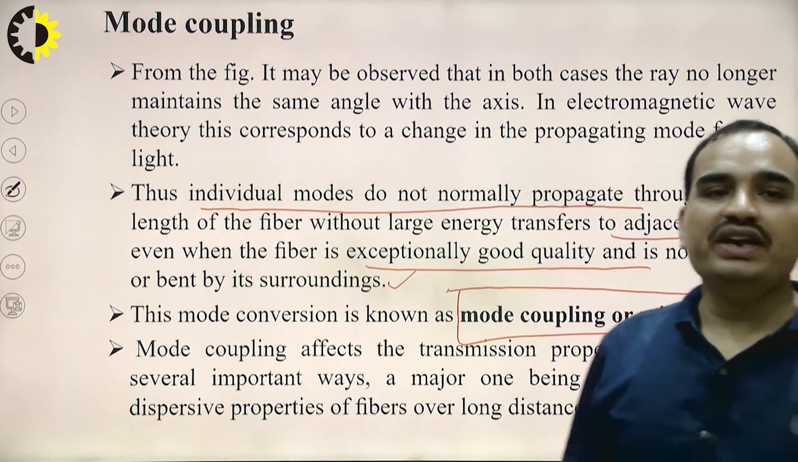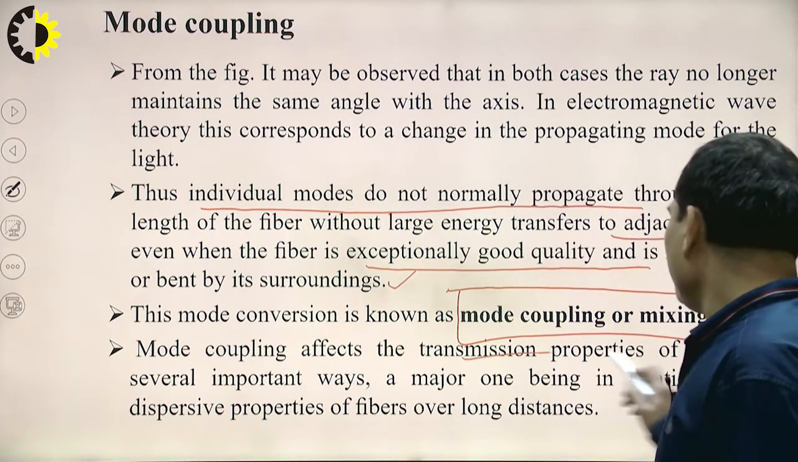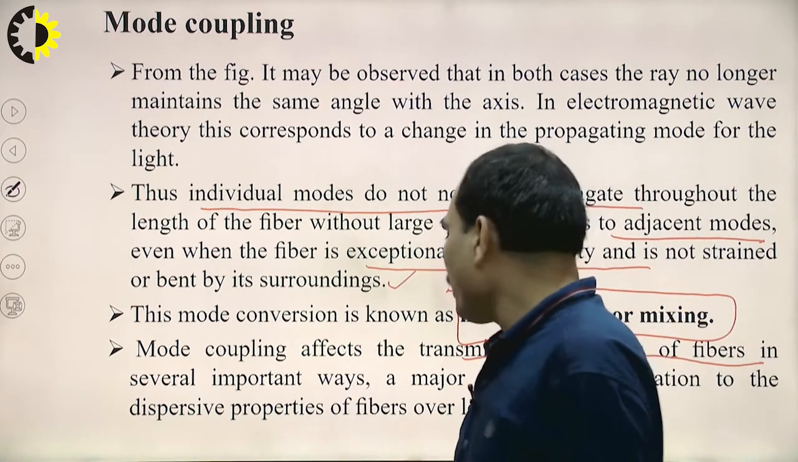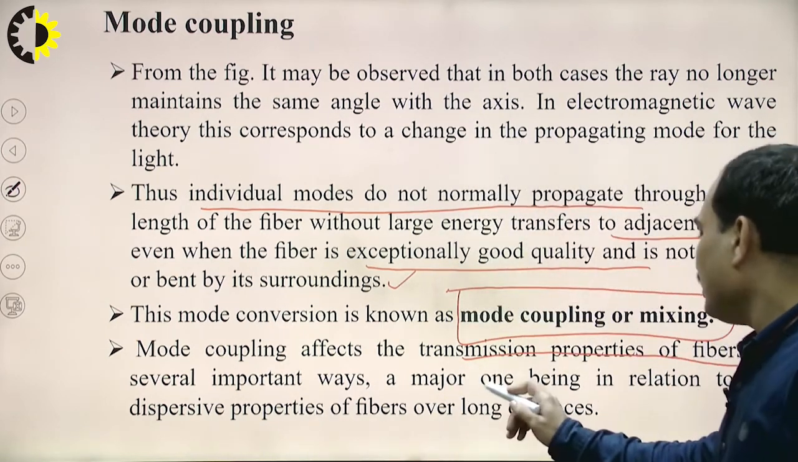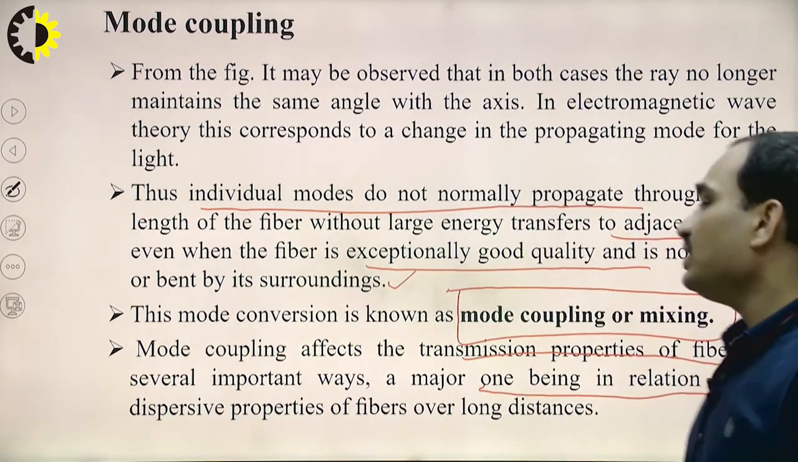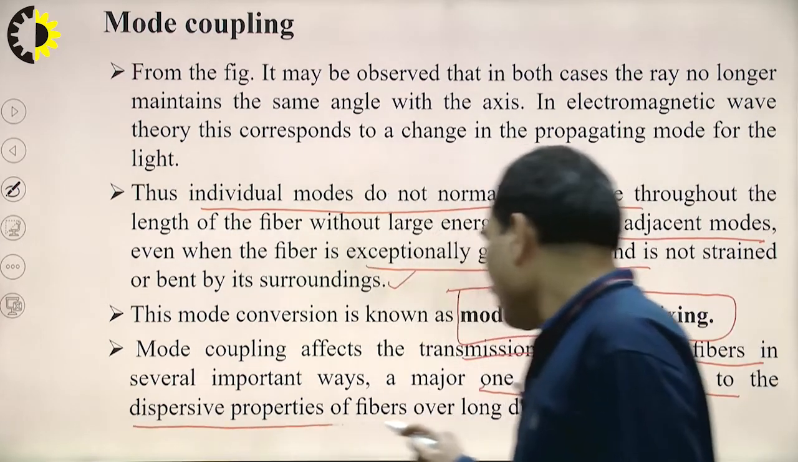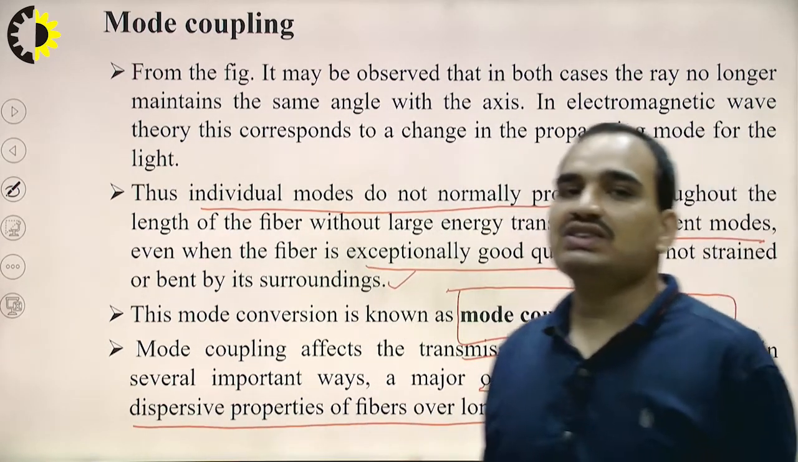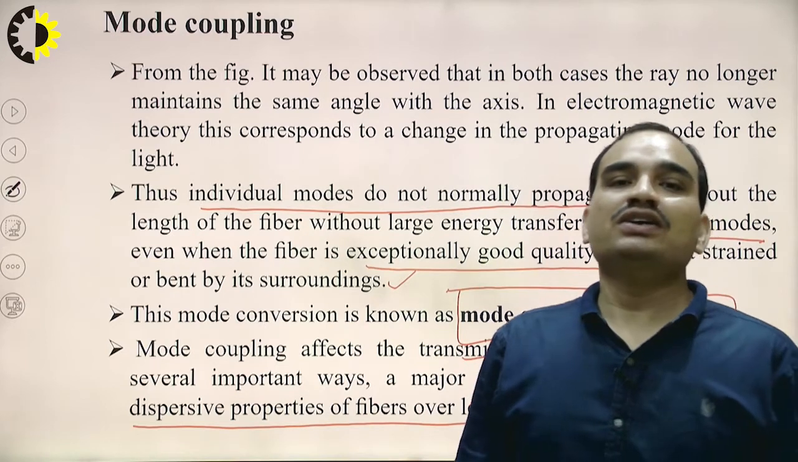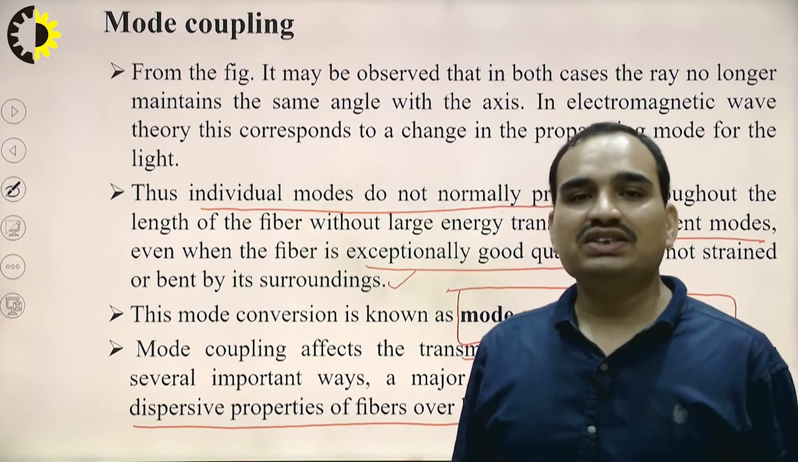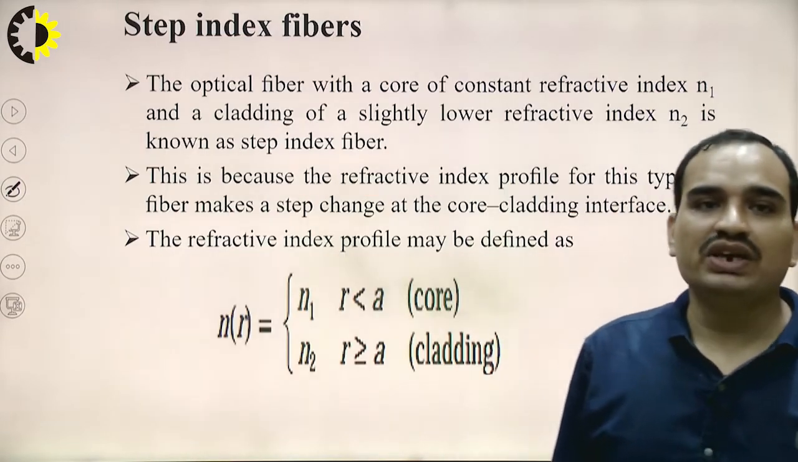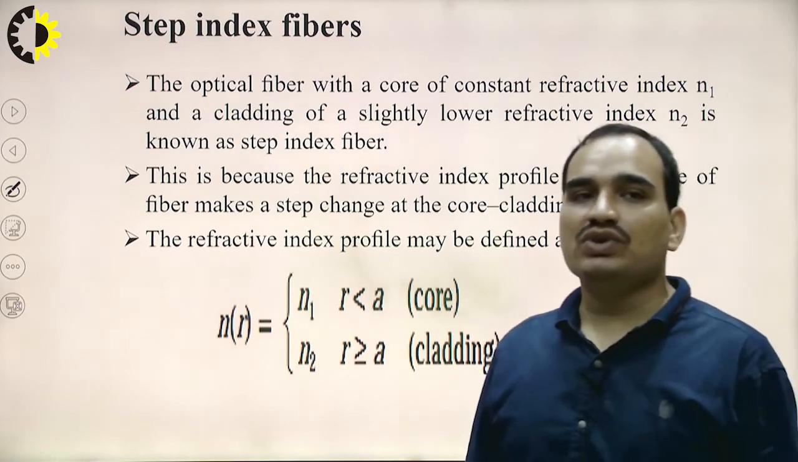Mode coupling affects the transmission properties of the fiber in several important ways, one being in relation to the dispersive properties of the fiber over long distances. Dispersion means the broadening of the pulses. In a subsequent lecture, we are going to discuss that.